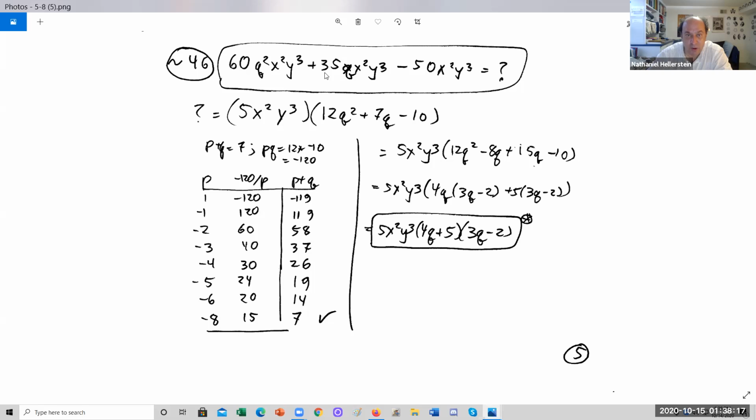Okay, dividing each of these coefficients by 5, you get a 12q squared here, a 7q here, a minus 10 here. So what remains is to factor this. Again, AC method. We'll need P and Q, whose sum is 7, and whose product is 12 times negative 10, which is negative 120. So we'll look through the factors of negative 120 to see which add to 7. So if P, whatever P is, Q is negative 120 over P, and let's look at the sum, as I go through a series of them, like this.